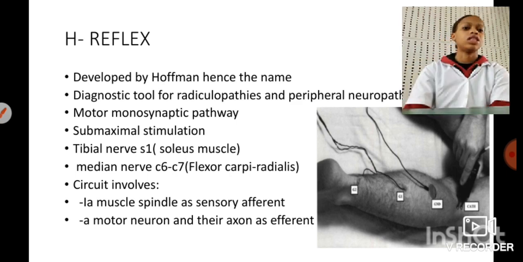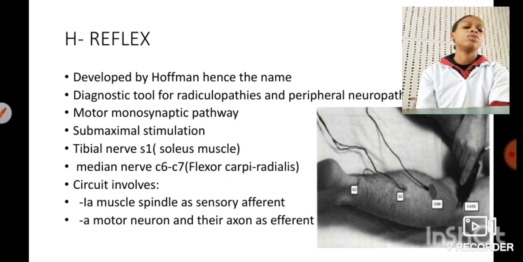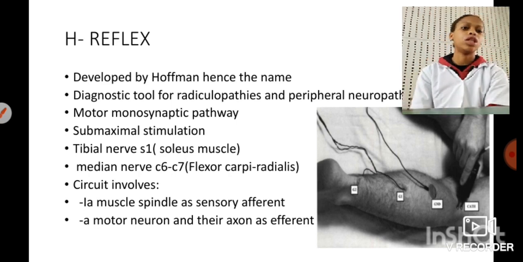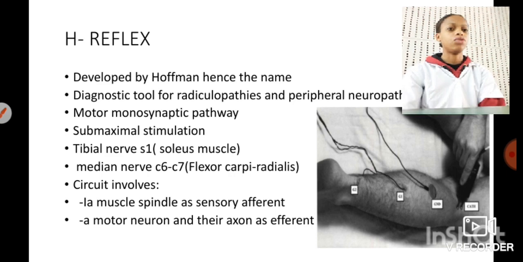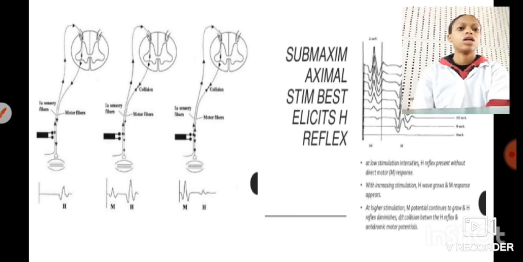The circuit of the H reflex involves the stimulus, the afferent, which is sensory, that passes through the alpha muscle spindle, and it reaches the spinal cord where it synapses and comes back as a reflex into the motor neuron and the axon as the efferent part. The diagram here shows the H reflex pathway. On submaximal stimulation, it passes through the alpha muscle spindle, which goes to the spinal cord and synapses with the motor neuron and comes back to the muscle, stimulating the muscle, causing the H reflex.